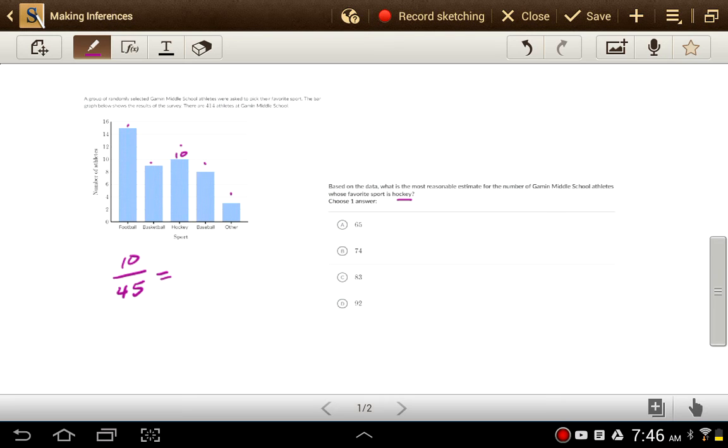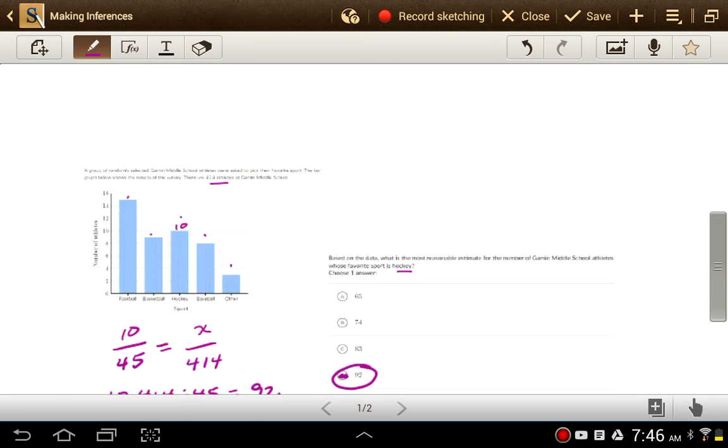And then there are 414 athletes in the school. So I want to figure out how many of those play hockey based on this information. So then again, I do 10 times 414 divided by 45. And when you do that, you get 92, which is letter D here, 92. Okay, move on to my next example.